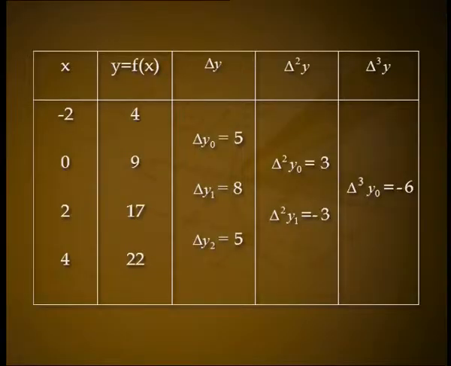Problem: construct the forward difference table for the data x values minus 2, 0, 2, 4, and y values, that is f of x values 4, 9, 17, 22. Solution: the forward difference table is as follows: x values minus 2, 0, 2, 4, the given y values 4, 9, 17, 22, delta y values delta y0 equal to 5, delta y1 equal to 8, delta y2 equal to 5, delta square y values delta square y0 equal to 3, delta square y1 equal to minus 3, and delta cube y0 value equal to minus 6.